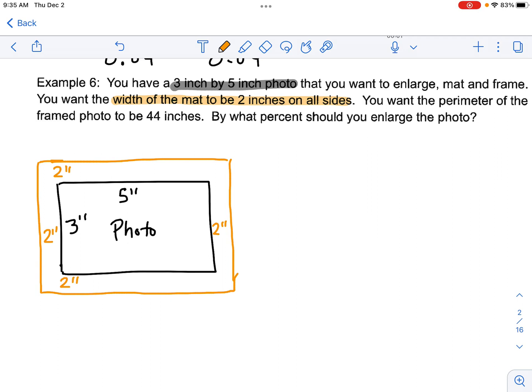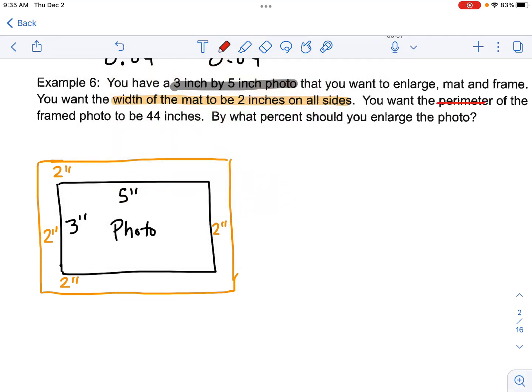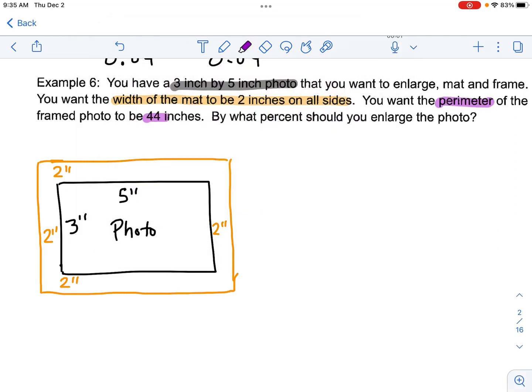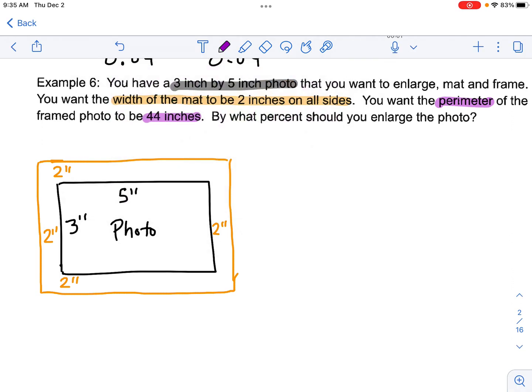And we want the perimeter of the framed photo to be 44 inches. So the perimeter to be 44 inches. Well, so we know that the perimeter is this, right? I'm going to try to draw it as close to the orange as possible. This is the perimeter.